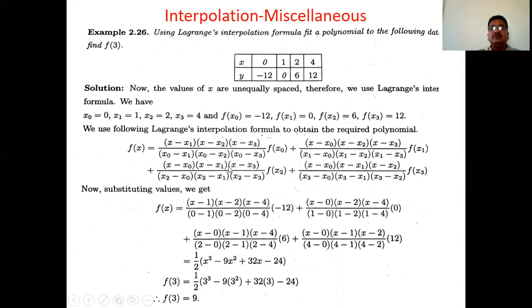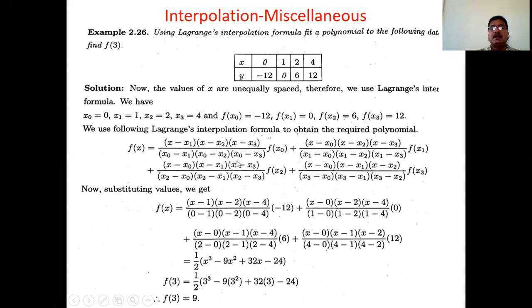So what is the missing term here? Delete the term x minus x2. What is the numerator? X minus x0, x minus x1, x minus x3 divided by x2 minus x0. Just write here x as x2. x2 minus x0, x2 minus x1, x2 minus x3 into f of x2. Similarly, the last term x minus x0, x minus x1, x minus x2, and x minus x3 is missing. Delete that term, and then x3 minus x0. Just write this x as x3 into f of x3.